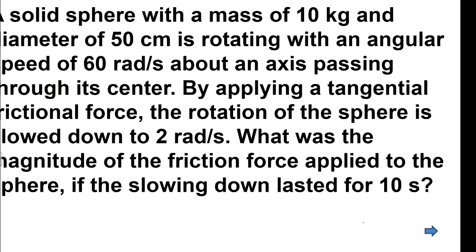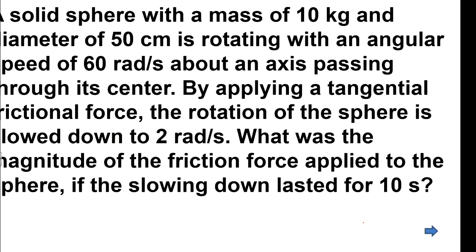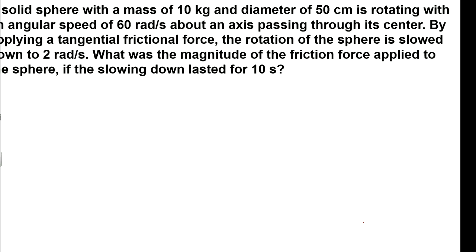A solid sphere. What does this word mean? It means we cannot use that equation, 1/2 mr squared, anymore. We will have to use an equation for a different shape, 2/5 mr squared. And it was slowing down in 10 seconds. A sphere spinning like this, for example. So the word sphere immediately means this is what we need to know.